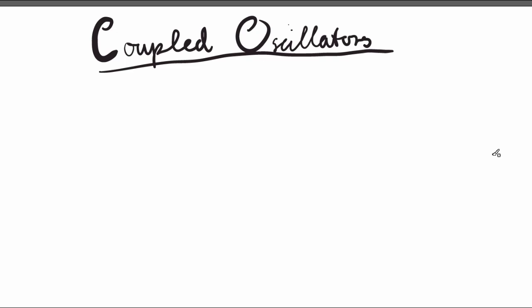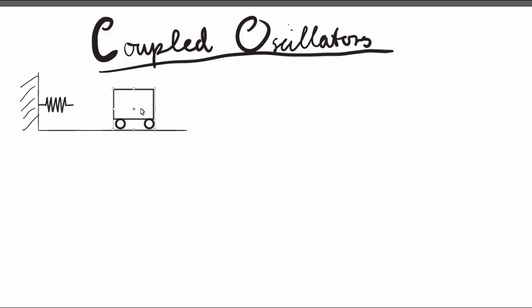So welcome to today's lecture, the topic of which is coupled oscillators. Last semester we dealt rather extensively with simple harmonic oscillators, the prototypical example of which is just a mass on a spring. So we can take a cart like this and attach it to a spring, and the spring has spring constant k.